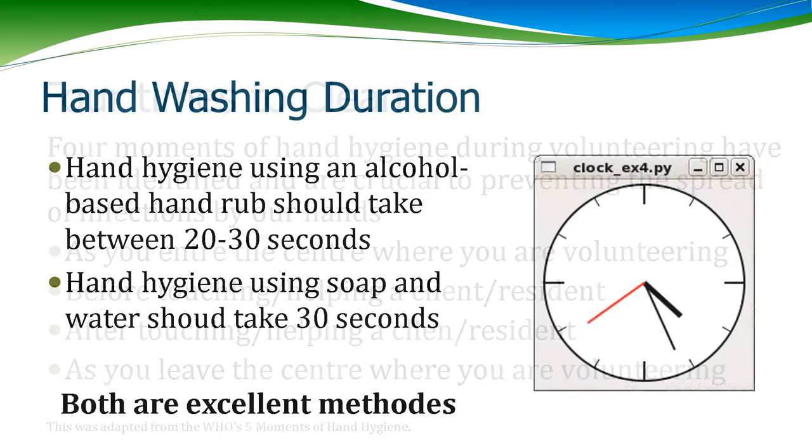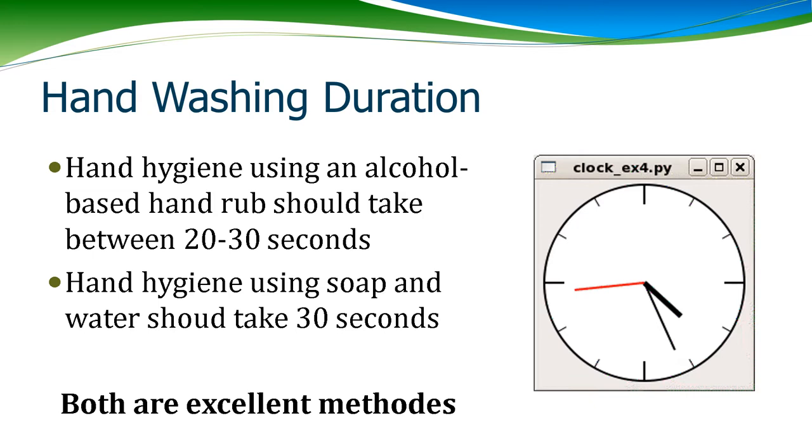The time you take to wash your hands is also very important. Hand hygiene using an alcohol-based hand rub should take between 20 and 30 seconds. And hand hygiene using soap and water should take 30 seconds. In fact, this corresponds to singing the Happy Birthday song twice. Both hand hygiene methods are excellent methods.